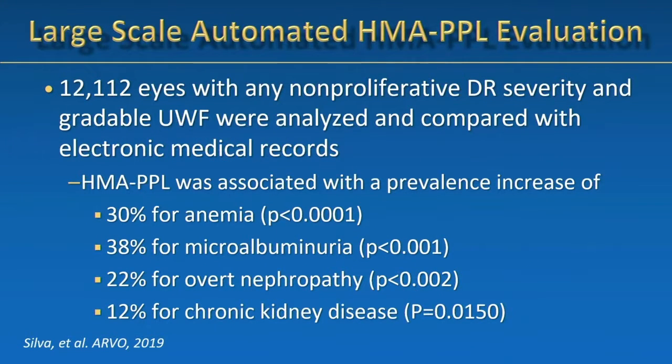Now, the fact this can be automated means you can also put through very large numbers and start to look at things that would be difficult otherwise. This, for example, is data that Dr. Silva presented at the ARVO meeting this year, in over 12,000 eyes with any non-proliferative DR severity and gradable ultra-wide-field images that were analyzed in this way and then compared to the electronic medical record. HMA-PPL was associated with a prevalence increase of 30% in patients with anemia, 38% for microalbuminuria, 22% for overt nephropathy, and 12% for chronic kidney disease. These studies suggest that PPL may also then be an indicator of systemic disease in diabetes.